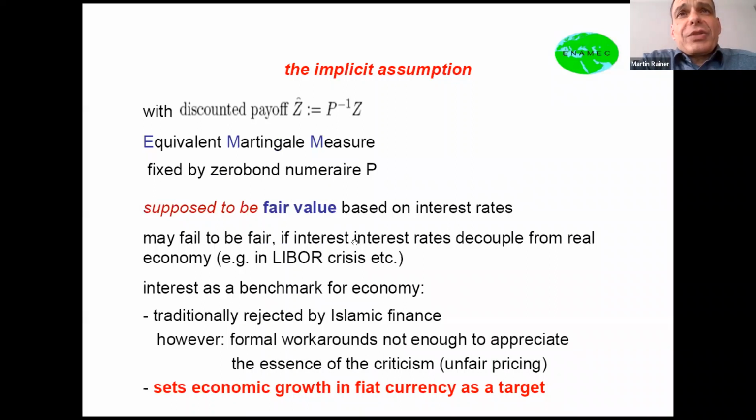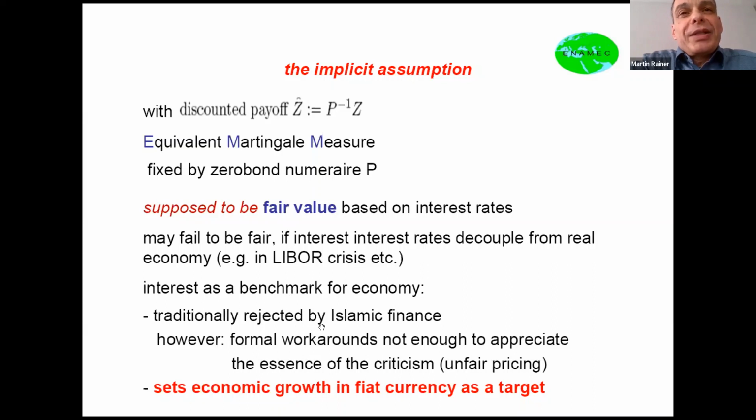Of course, if the interest rates implied by these zero bonds decouple from the real economy, which happened in the LIBOR crisis and particularly evidently, then it is maybe also not a good numeraire. So this was the motivation to look for new alternative benchmarks for the economy rather than the zero bonds. Maybe we can put something else, something closer to the real economy.